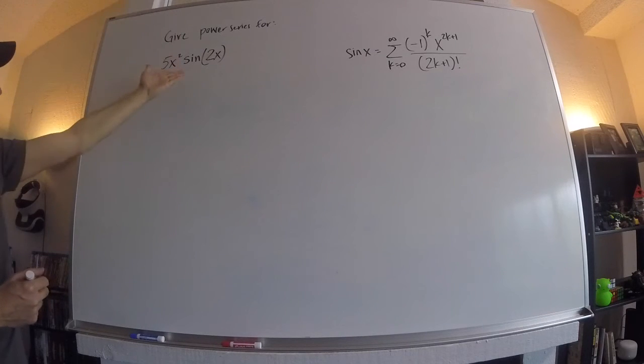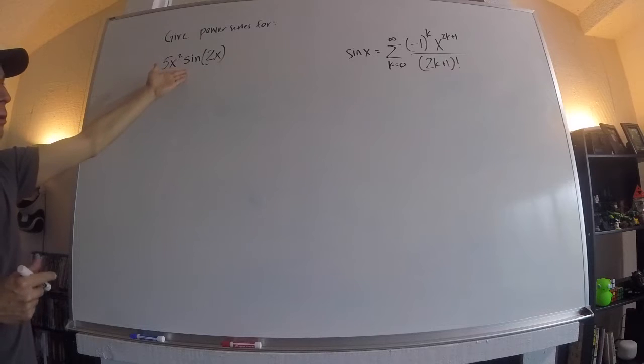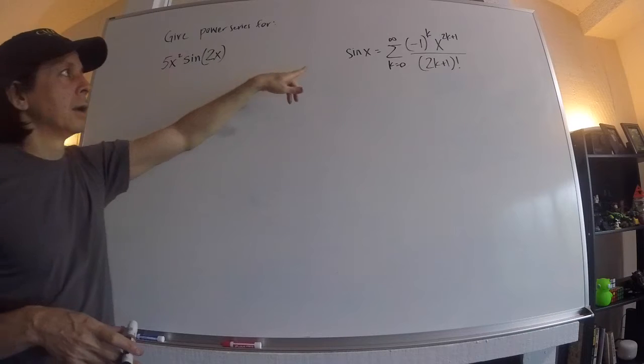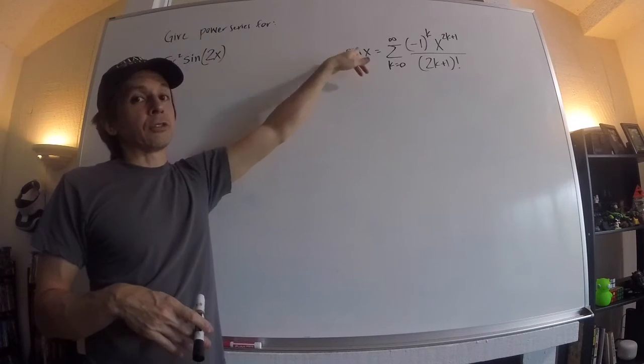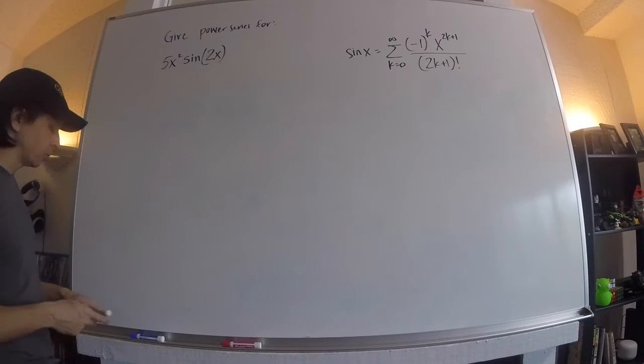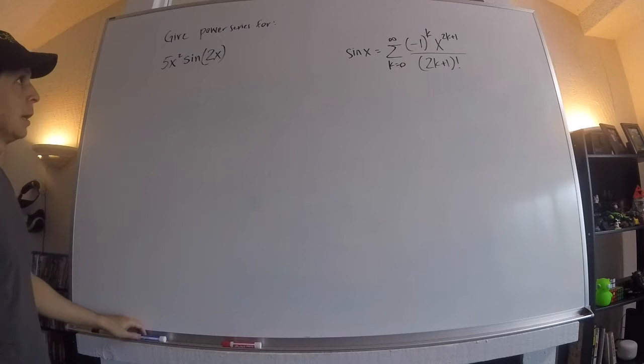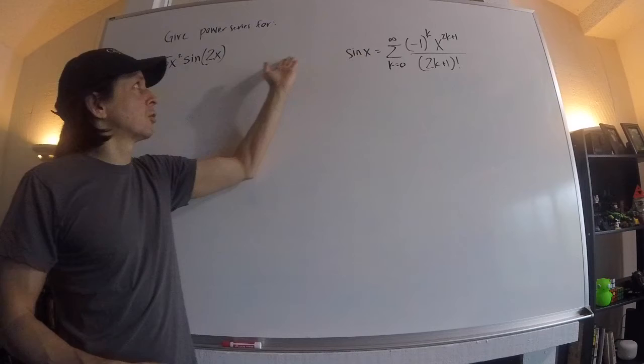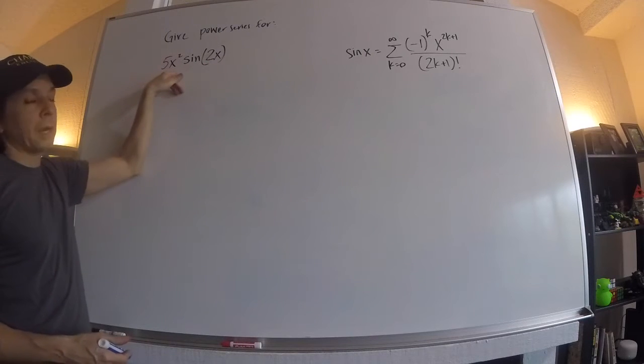And all you're doing is looking at the main function, in this case sine. Yours might be exponential, logarithms, I don't know. But anyway, you will use an existing known power series, so we're going to be using that sine of x. And all I want to do is just replace x with 2x, and then I want to multiply the whole thing by 5x squared.